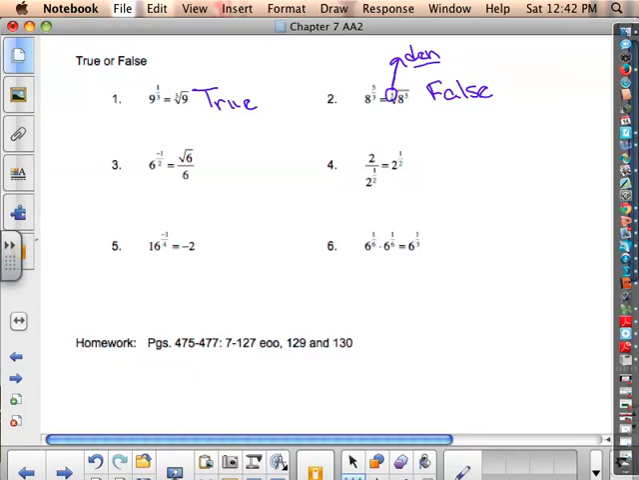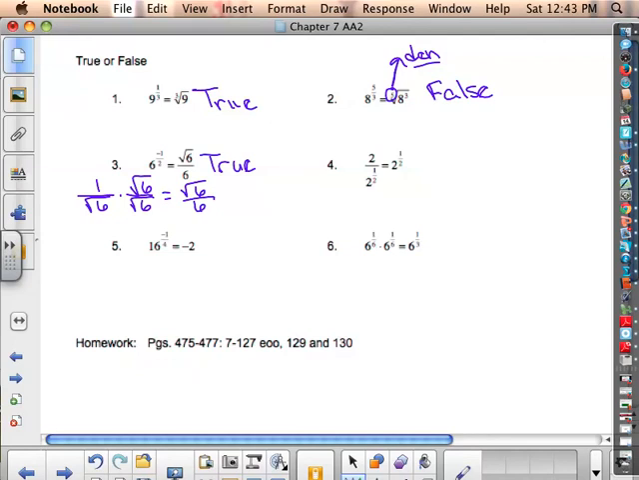Number 3, 6 raised to the 1/2 is equal to the square root of 6 over 6, and that is true. We haven't talked about rationalizing the denominator yet. But if you think about this, this becomes 1 over the square root of 6. Rationalizing the denominator, we're going to multiply numerator and denominator by root 6. So we'll have root 6 over the square root of 36, which is 6. And we'll do more of that in another section.